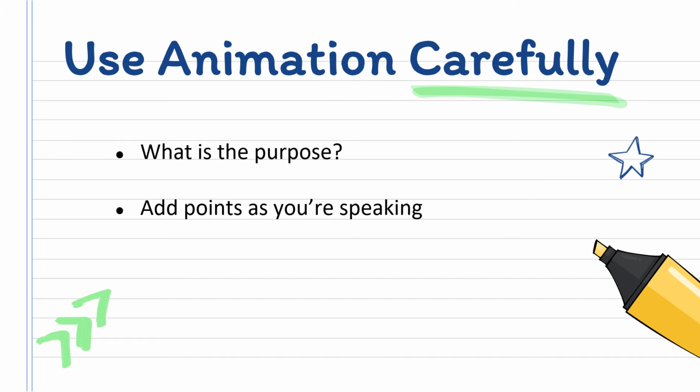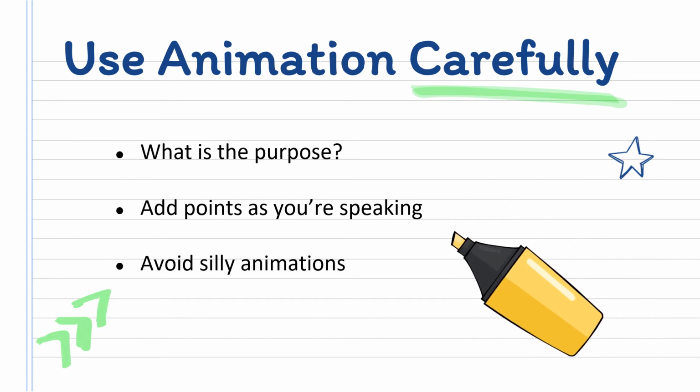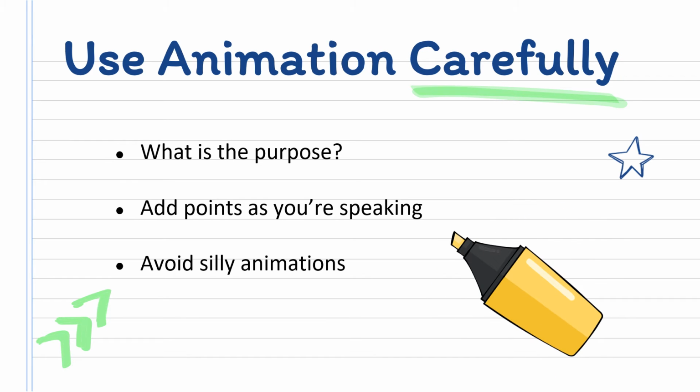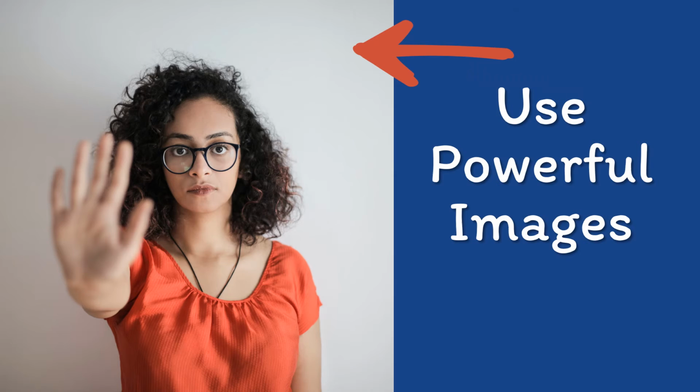My favorite method is to add points as I go. I don't want to reveal too much at once because I want my listeners to be engaged with me rather than thinking ahead. I try to avoid adding animations just for the sake of it. They can just be a distraction. But if you really want to drive home a point, a single powerful image can do the trick.